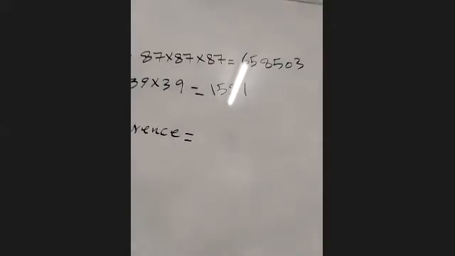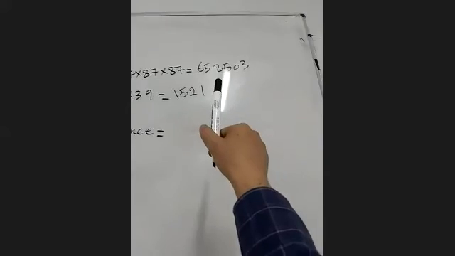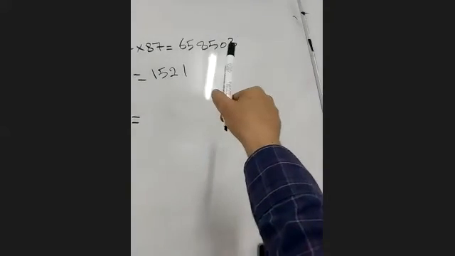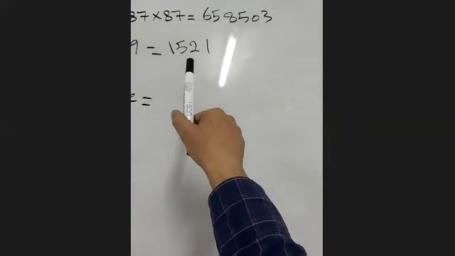Now 39 times 39, guys, it's 1,521. And 87 multiply 87 is 658,503. Now look here, guys. I calculated the first one, the answer 658,503. I calculated the second one, the answer 1,521.